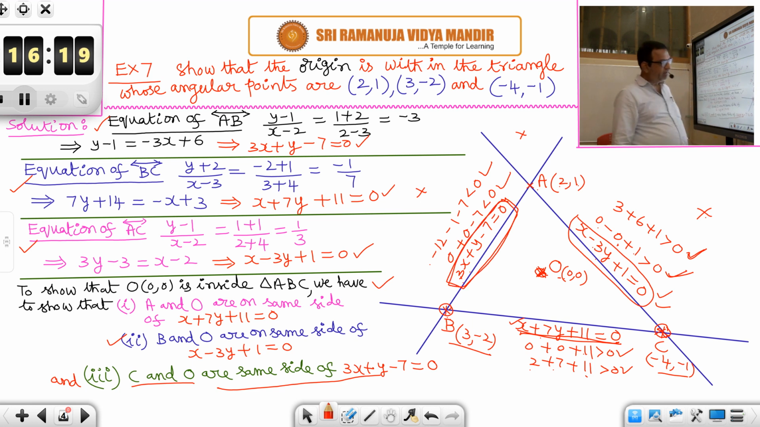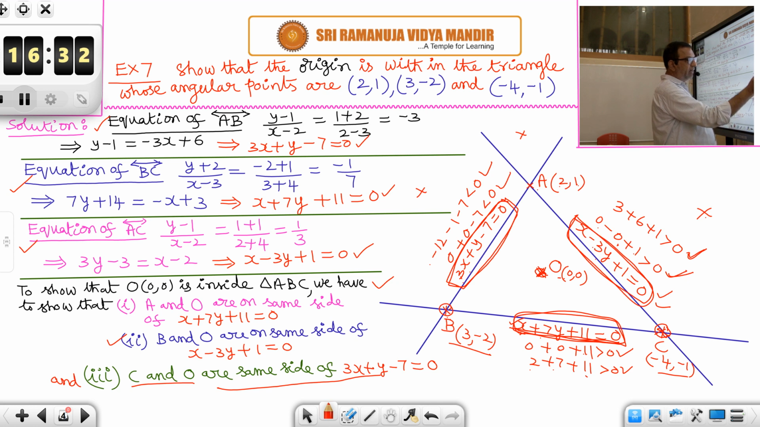So origin is above the first line, this line. We have proved that origin is above this line. And second, we have proved that origin is on the left side of this line. And then we have proved that origin is on the right side of this line. Such a region is only one region, that is inside the triangle: above this line, left side of this line, right side of this line. There is only one region, that is inside the triangle.